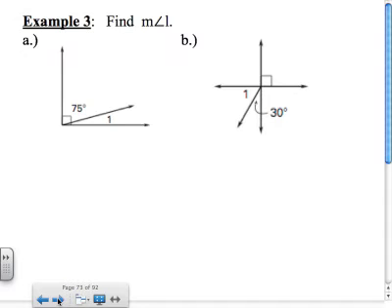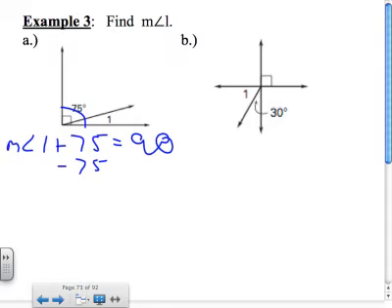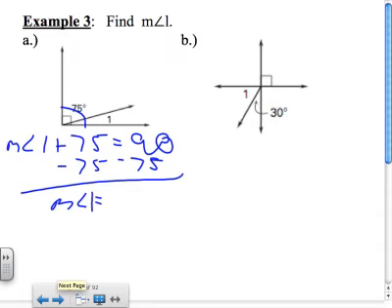So it says find the measure of angle 1. So clearly here, those two angles are complementary, so the measure of angle 1 plus 75 equals 90. Subtract your 75 from both sides. So the measure of angle 1 is 15 degrees. Done. Pretty straightforward.